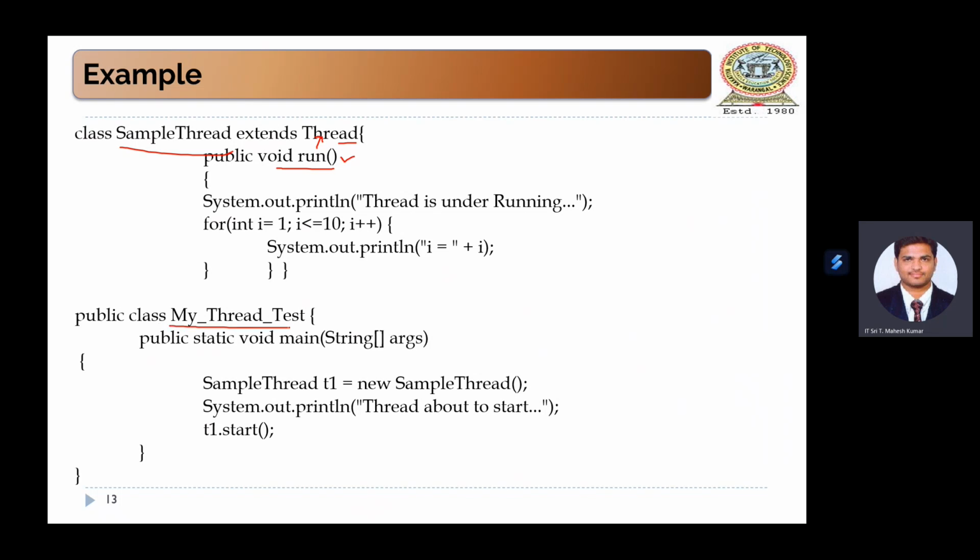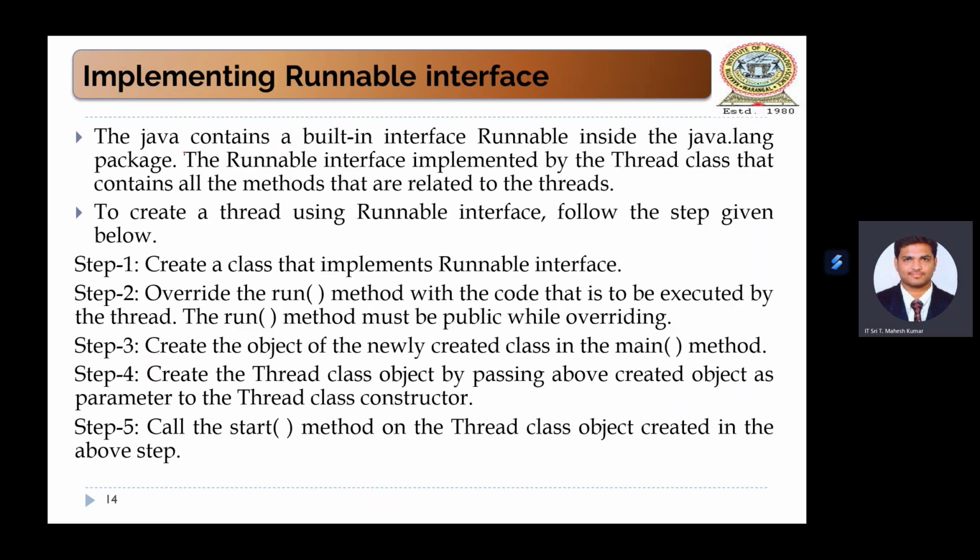Then in the main class, within the main method, we are creating an object for this SampleThread. Then with the help of this object, we are calling the start method. This is the way we are going to create a thread. Next, in the same way, if you want to create the thread by using the Runnable interface, we have 5 steps for this also. The very first one: we have to create a class and implement the Runnable interface.